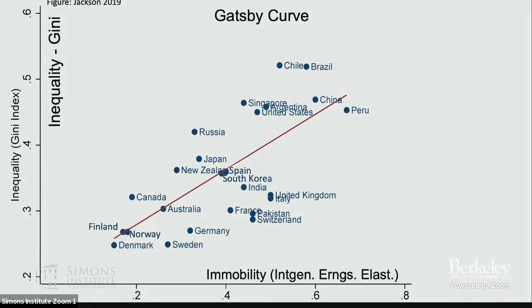This also works on microcosmic levels. So if you look within the United States, you look at this by zip code, you look at this by county, you'll see a similar pattern. The counties that have the most inequality have the most immobility.